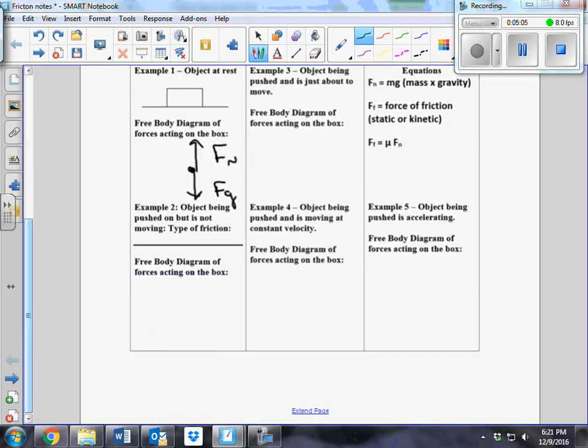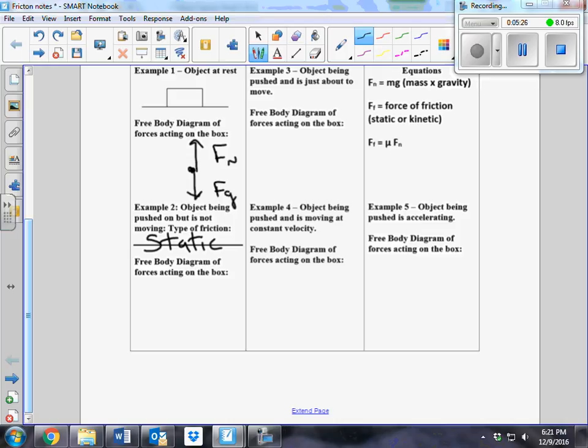So let's jump down to example 2. In example 2, the object is being pushed on but is not moving. The type of friction that we have here, because now we get into types, is static friction. It is not moving, which means that the force that I apply equals the friction force resisting it.